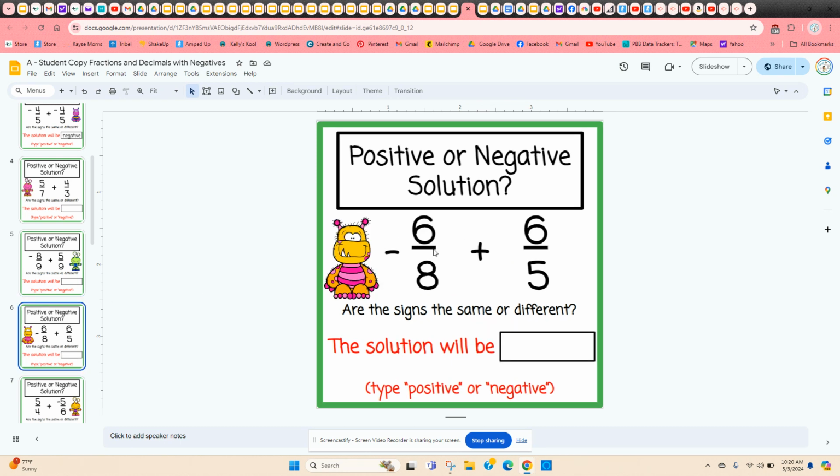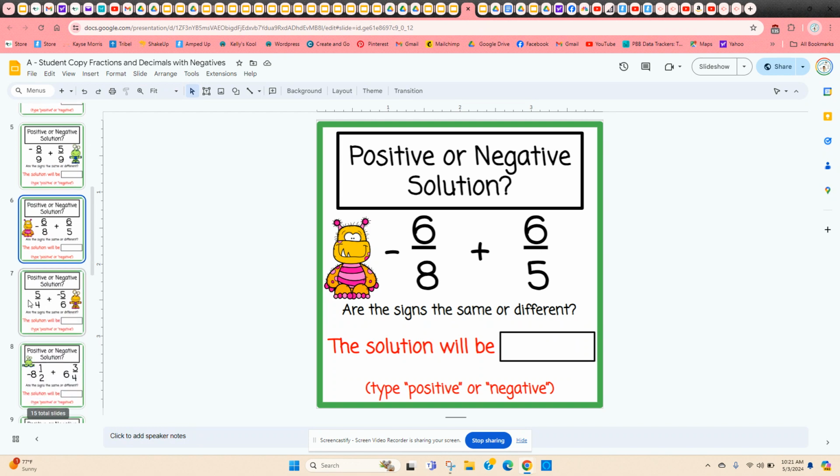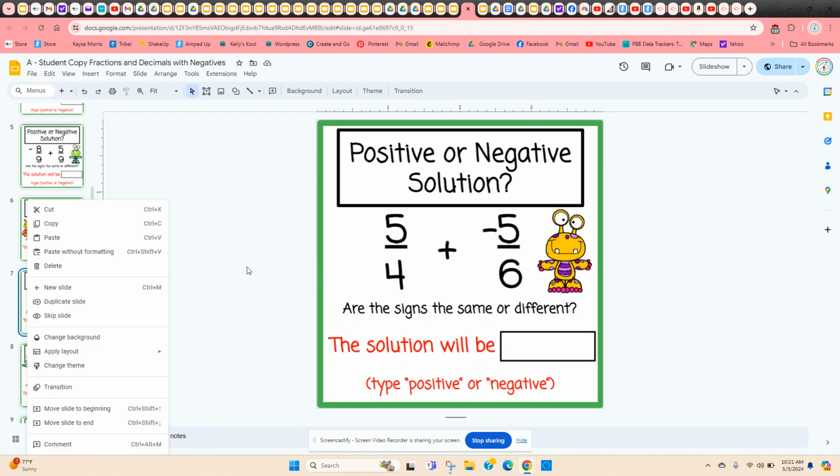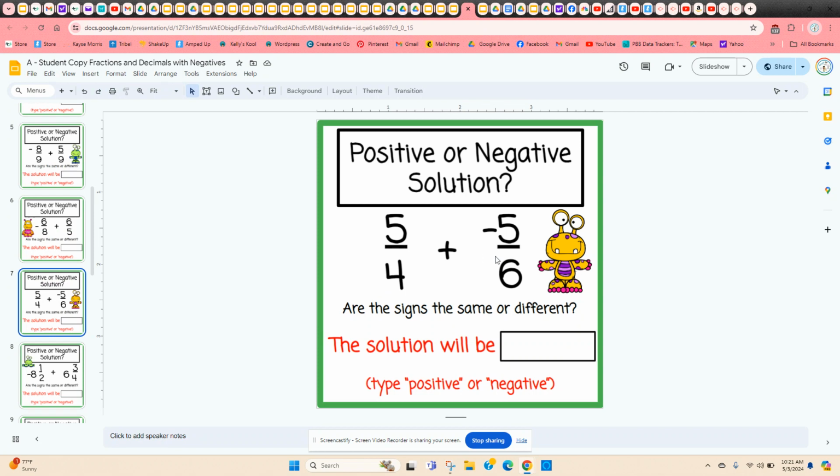Now here, when the numerators are the same, they have to look at the value of their denominator. And they need to also remember that fifths are greater than eighths. So if fifths are greater, their answer is going to be positive. Same thing on the next one. Fourths are greater than sixths. So again, their answer is going to be positive.